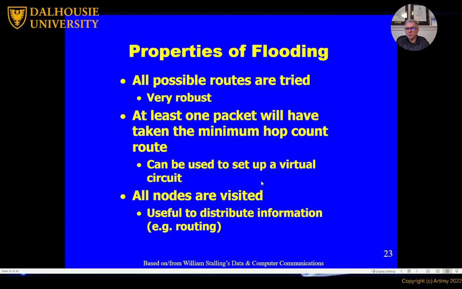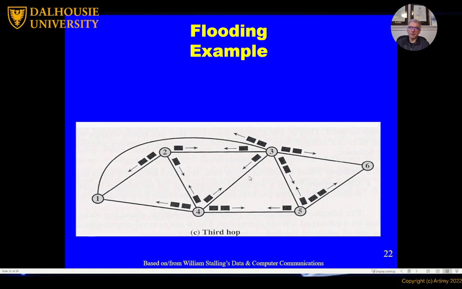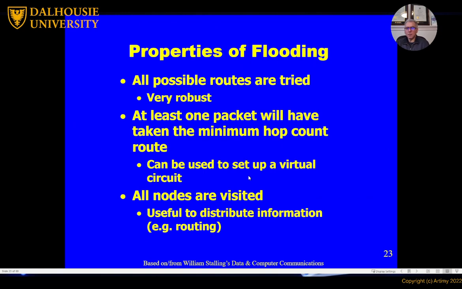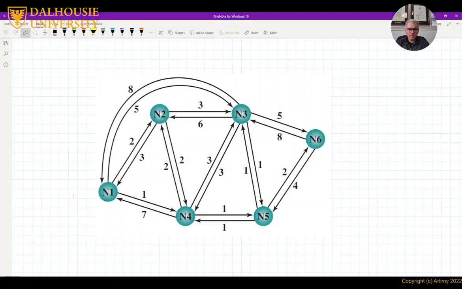Now obviously the duplicates are not ideal when we send data packets, but we could use it temporarily for certain purposes. For example, if I want to establish a virtual circuit between two nodes across the network, but I don't know how to forward the initial packet, I could just simply flood it at first. So we could flood the packet. If there is a node here and a node here, I want to establish a virtual circuit between A and B here.